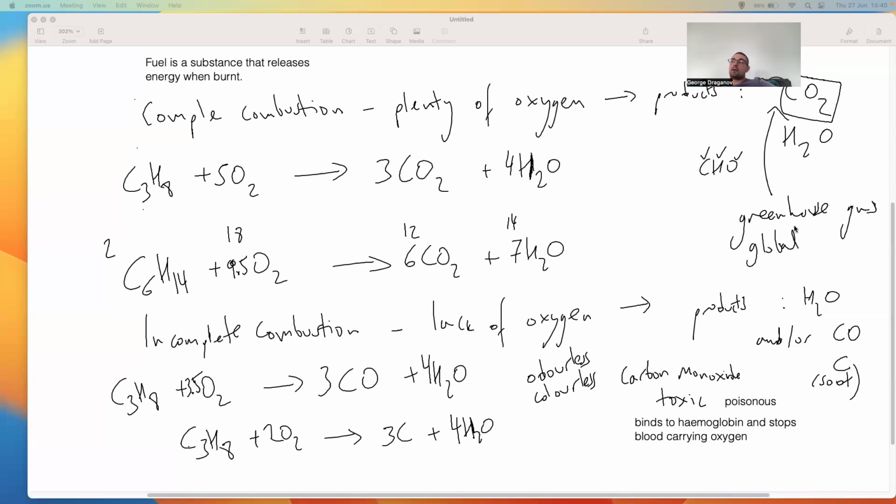So you've got the ice caps melting, rising sea levels, weather conditions changing all the time. That's a separate topic, actually, for later on. So for now, that completes, I'll save it, the bit on incomplete and complete combustion.